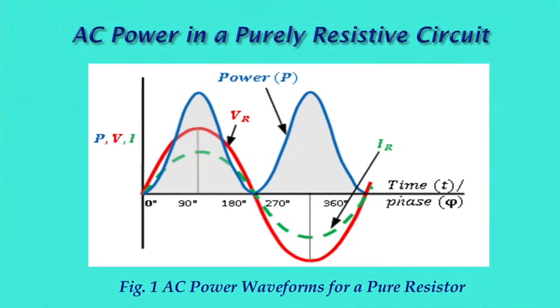AC power in a purely resistive circuit. For a purely resistive circuit, voltage and current are in phase. That is, both waveforms reach their peak values at the same time and also pass through zero at the same time, and theta equals 0. So this is the voltage waveform and this is the current waveform. This is the starting point and this is the maximum at the same times. This is 0 and the phase angle is 0.